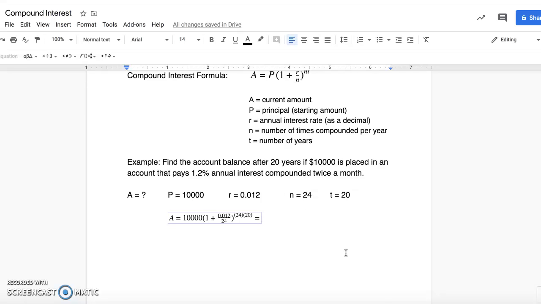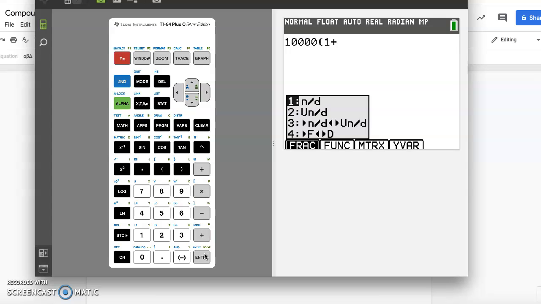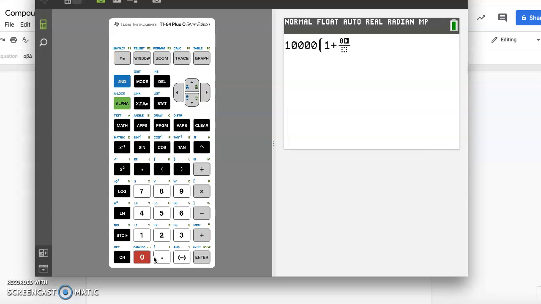At this point, once you've got everything filled in, we just grab the calculator and we type that stuff in. Okay, so $10,000, parentheses 1 plus. So you don't have to mess with division signs and stuff, to get a fraction, you can hit alpha y equals and enter, and that's going to give me a fraction bar. So I'll put my 0.012 in the top for my interest rate, and the bottom is compounded 24 times in a year. And then we want to put our exponent again, 24 times 20 years. Oh man, what's our money going to grow to? Let's find out.